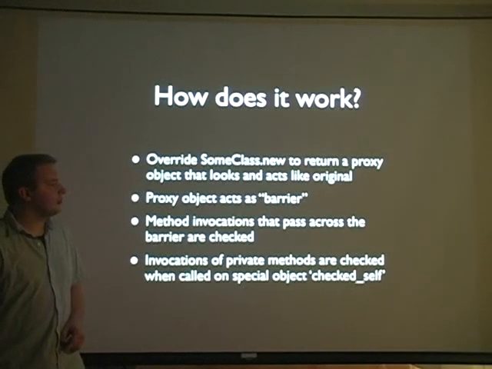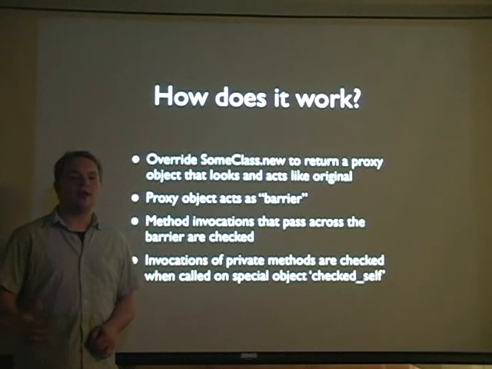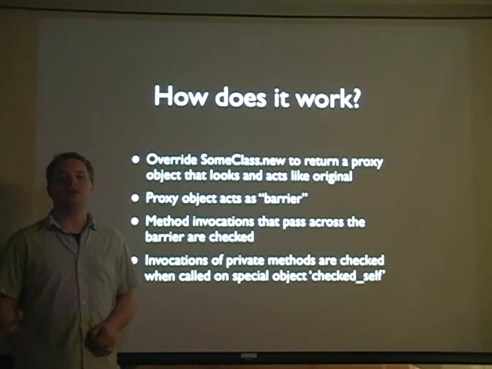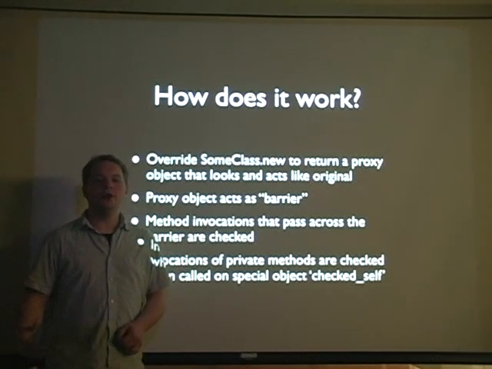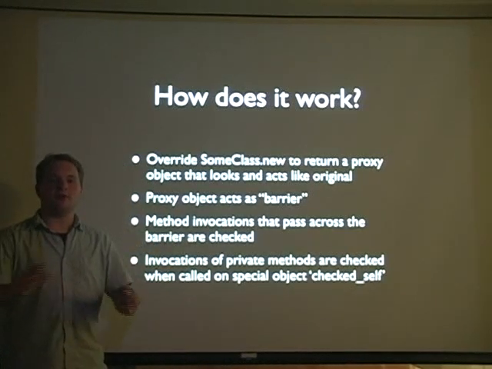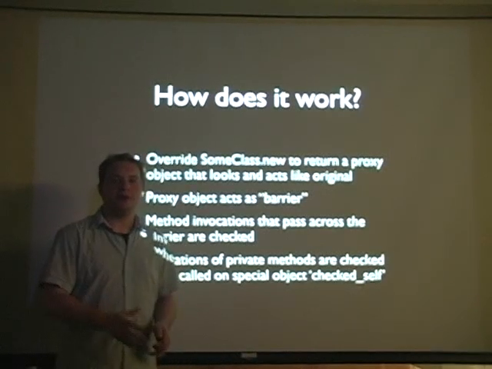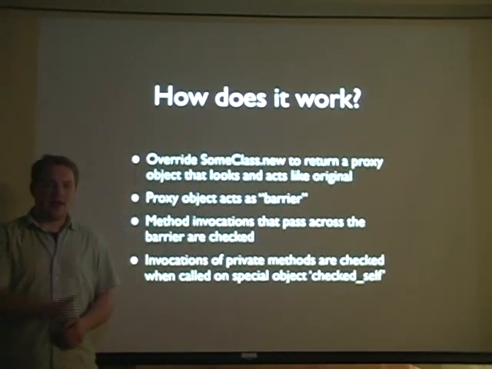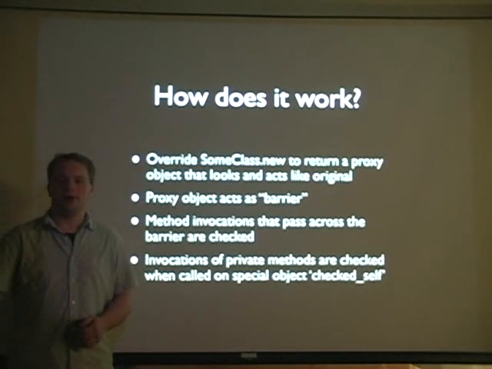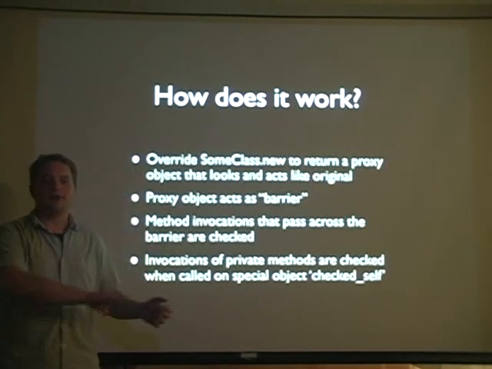So Contract works by, when you include it in a class, overriding the new method of that class. So you have class Foo include Handshake. When you call Foo.new, instead of returning an instance of Foo, it returns a proxy object that wraps the instance of Foo. And that acts as a barrier between the outside world and that object. Everything that passes across that barrier in one direction or the other gets checked. Nothing within the barrier gets checked, but everything that passes across it.